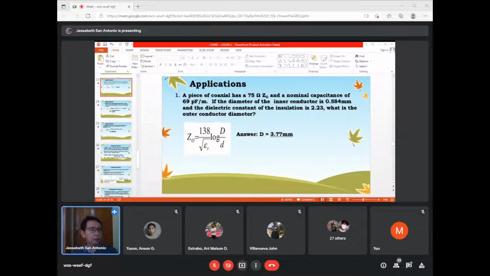So, once you get this, transpose it over there and it becomes minus. Then, take the logarithm of capital D minus the logarithm of small d, which is given to be 0.584 mm. Then you can get the inner diameter of the outer conductor. So, the answer is 3.77 millimeters.